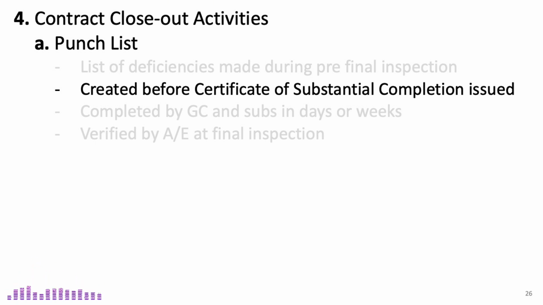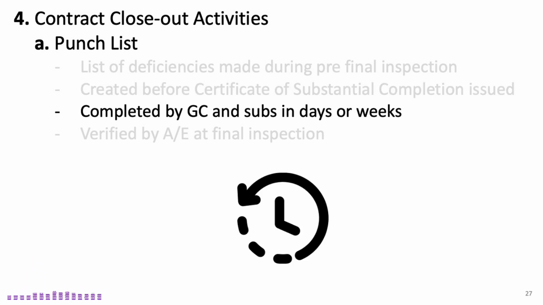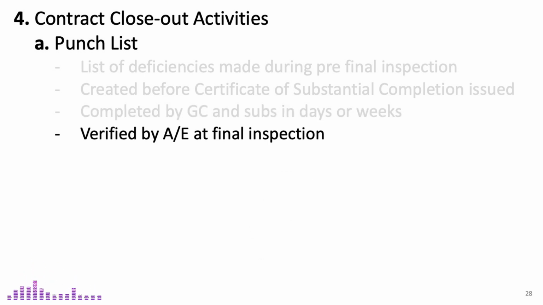The punch list process typically occurs a few days or weeks before the final inspection, providing time for the general contractor and subcontractors to resolve any outstanding issues. During the final inspection, the architect and engineers will verify that every punch list item has been completed to the required standards, ensuring the project meets all specifications before full acceptance.